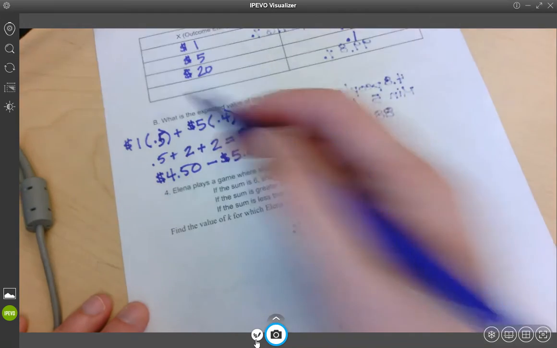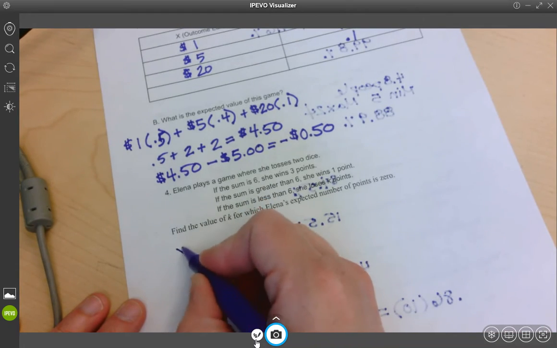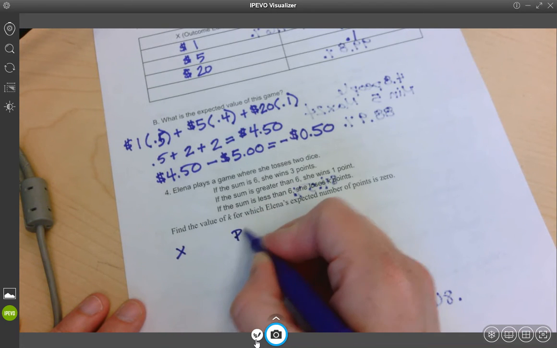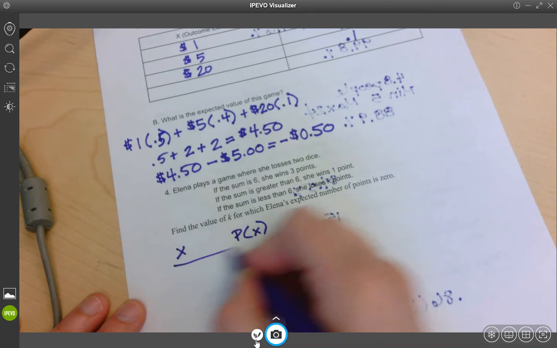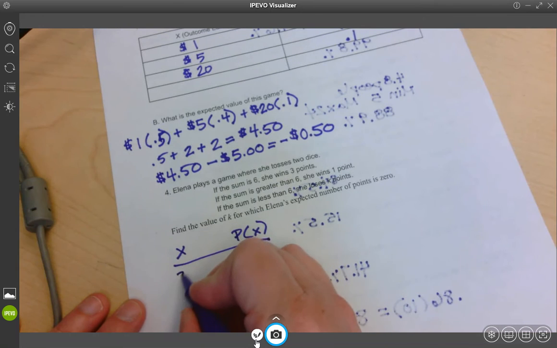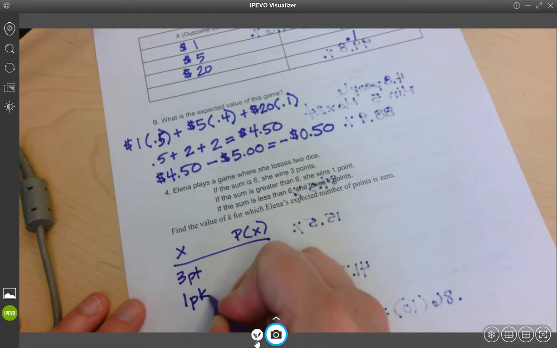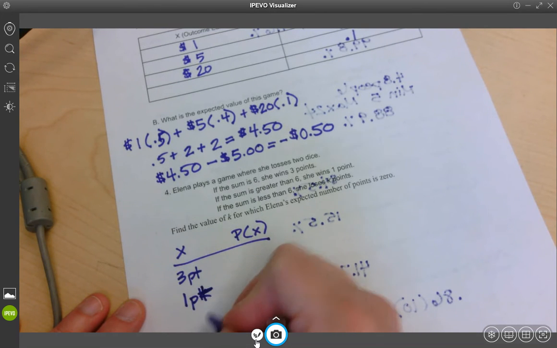So we can make a little outcomes chart just like this one. So we have X and we have probability of X. All right, so it would be 3 points, 1 point, and K points.